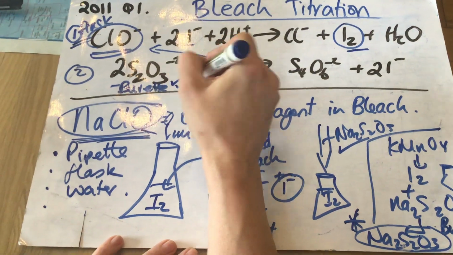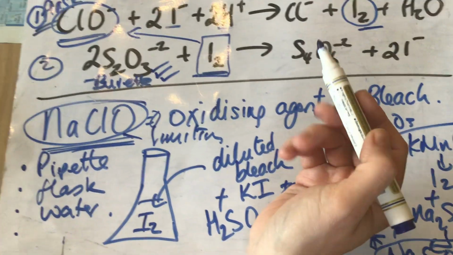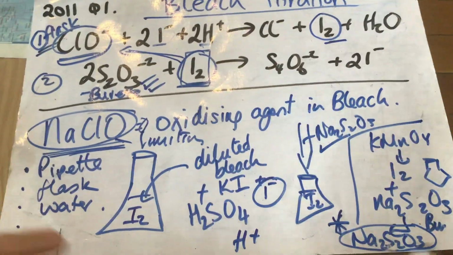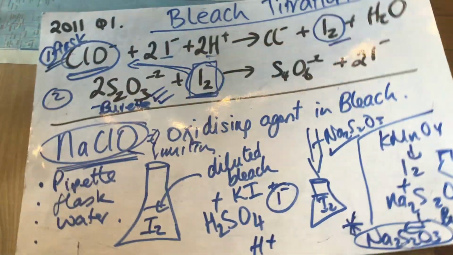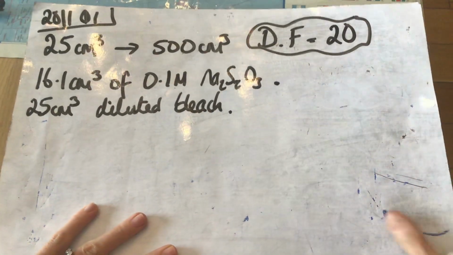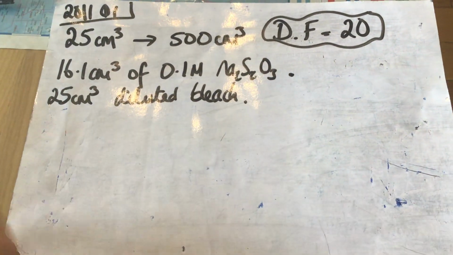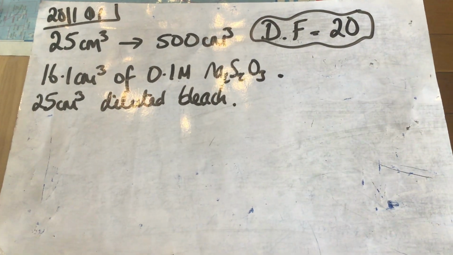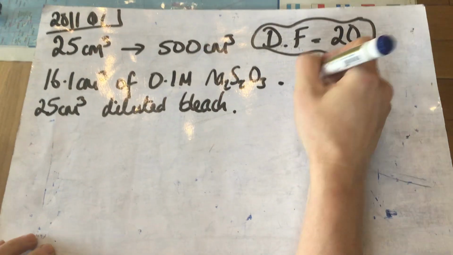We know the concentration of the thiosulfate. We will use that to work out the concentration of the iodine, and then back to work out the concentration of the hypochlorite. Now, for the purpose of the calculation, I'm going to use the results that they had in 2011 question 1. So if you could open up 2011 question 1, I am going to go straight down to the calculation for a second, which is part E, okay?